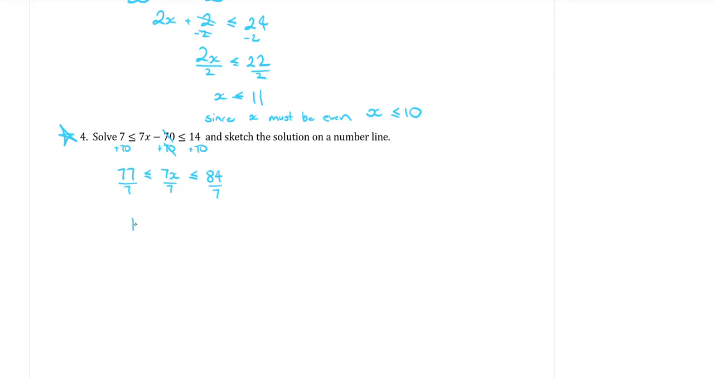77 divided by 7 is 11, less than or equal to. These 7s cancel out, so that's my x. 84 divided by 7 is 12. So solving that, my solution is that x is between 11 and 12.